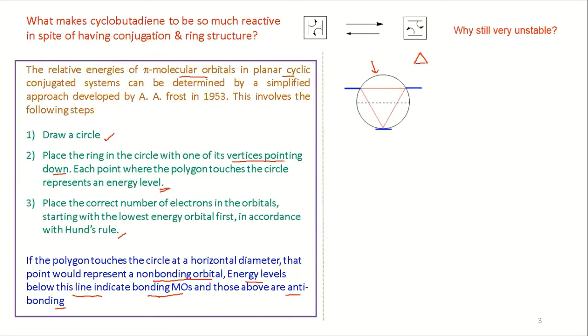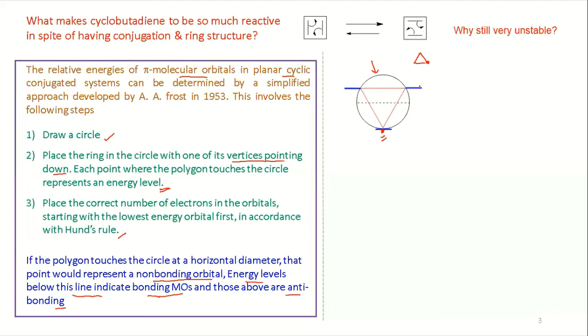We are placing this cyclopropane in such a way that one of the corners touches at the bottom. Okay, so this is the condition. Whatever you do, it has to touch exactly at the bottom. Then you place the other corners. Where they touch, all the touch points will represent the energy levels.